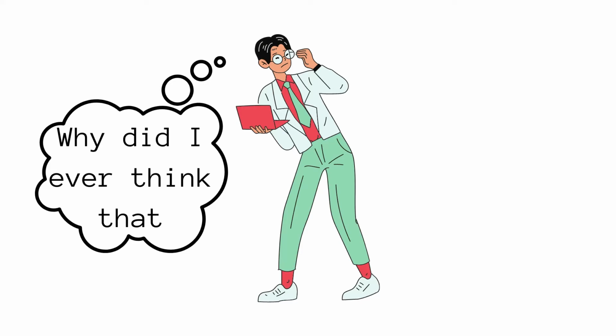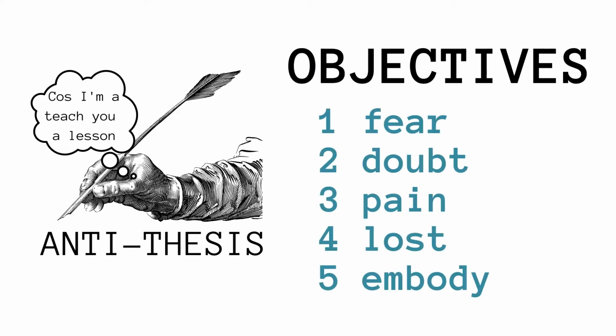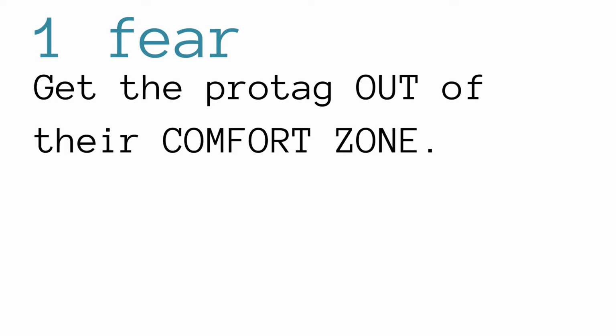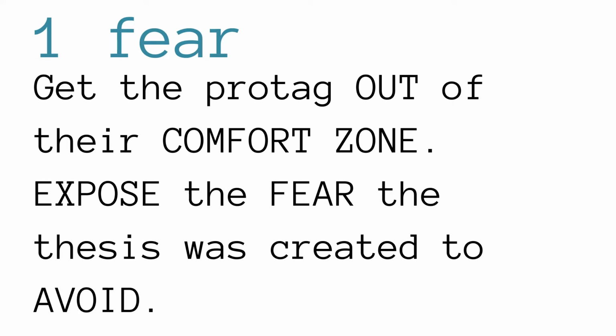Now, depending on how far into the movie you are, the antithesis has a different objective to achieve in terms of what that antithesis is doing to your protagonist. At the start, the first set of antitheses should be aimed at getting the protagonist out of their comfort zone. It should expose the fear the character has created their thesis to avoid. To say it another way, the protagonist's thesis is based on avoiding something they are scared of confronting. And as writers, we have to push them to confront that fear.